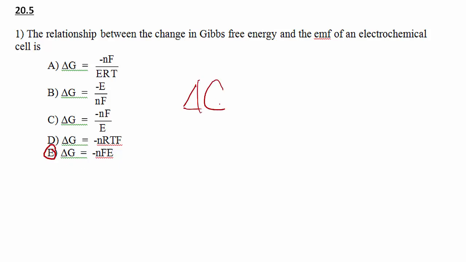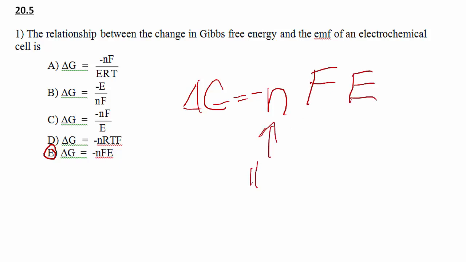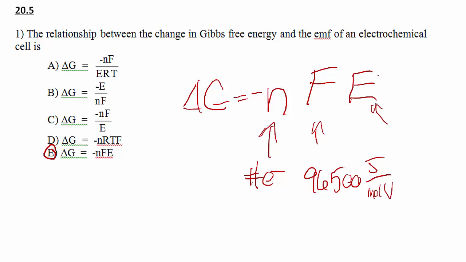Delta G equals negative NFE, where N is the number of electrons that are being transferred, F is Faraday's constant, 96500 joules per mole volt, and E is the E naught of the cell, the electromotive force of the cell, so the voltage essentially. We're going to use this in most of the problems that are coming up.